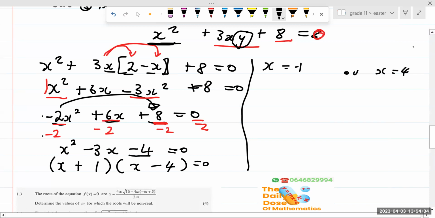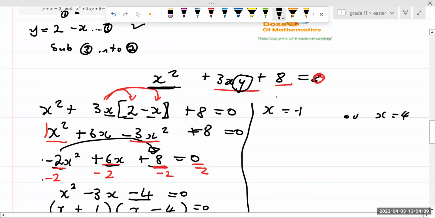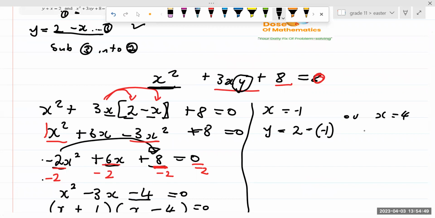No, we're not done. We still have to get y. Okay, let's go and get y. We go and substitute in equation 3. So we have y is going to be equal to 2 minus open bracket minus 1, or y is going to be equal to 2 minus open bracket 4. And then what do we get if we type this in our calculator? 3.